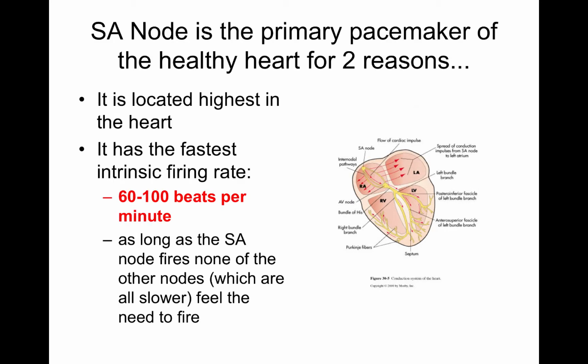So the SA node is the number 1 node. It is the intrinsic rate of the heart. It will beat between 60 and 100 beats per minute. When we talk about tachycardia and bradycardia, it's in relationship to the baseline rhythm. So a heart rate that we're going to talk about is sinus tachycardia. We're also going to talk about sinus bradycardia.